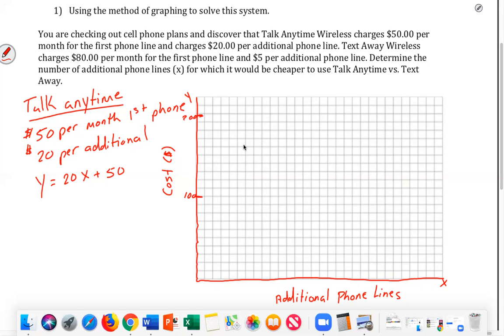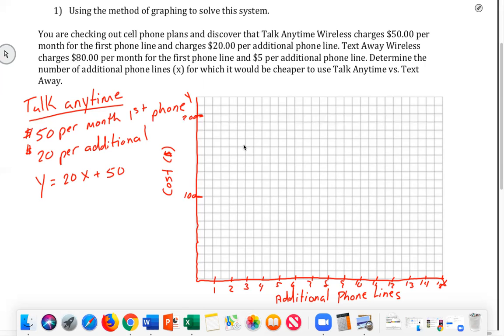Now, for my additional phone lines, I probably don't need 30 additional phone lines. So let's count maybe every 2 blocks here. So we're going to go 1, 2, 3, 4, 5, 6, 7, 8, 9, 10, 11, 12, 13, 14, and 15.